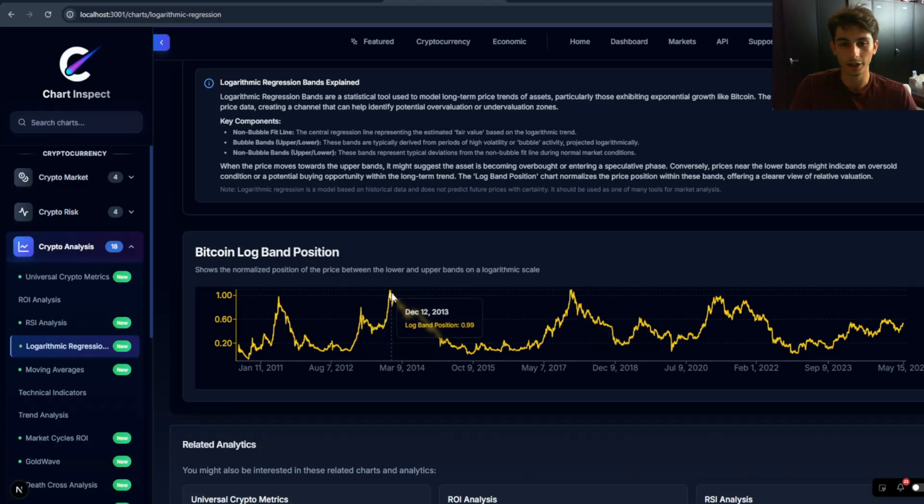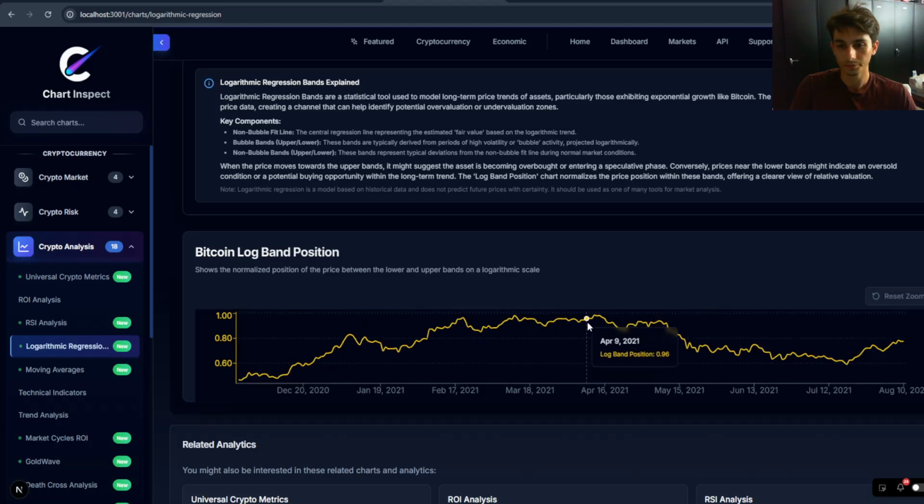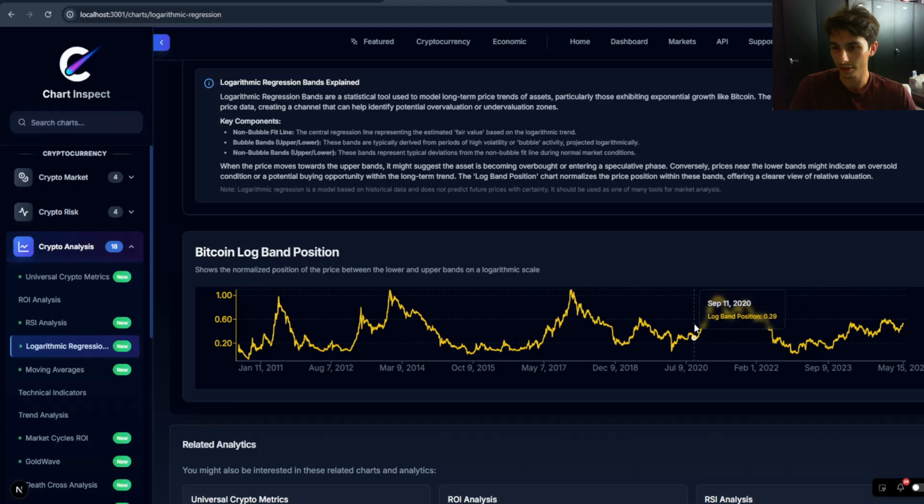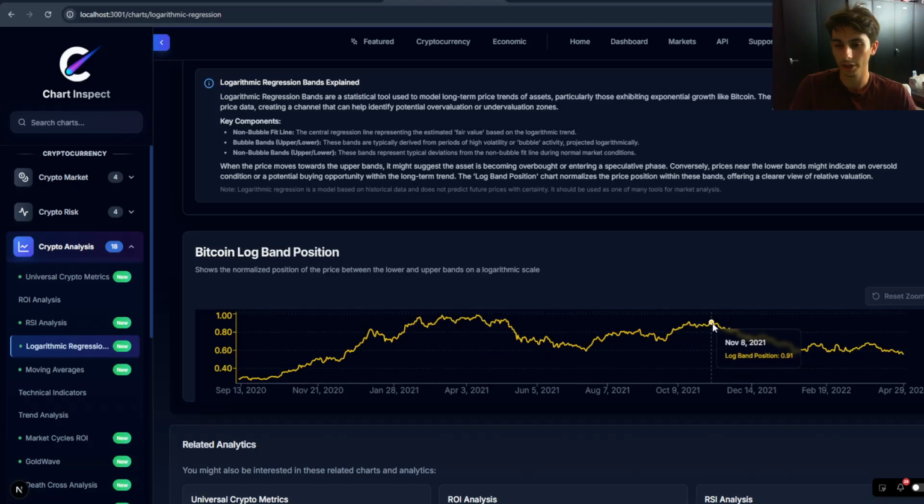Back in 2013 we hit 1.10. Back in 2017 we hit 1.08, my bad. In 2021, let me zoom in here, the biggest value we hit was 0.99. And as I talked about, the logarithmic trend line curves down with time. You can see we only hit 0.91 in this latest cycle, even though the price of Bitcoin had hit an all-time high at that point in time.